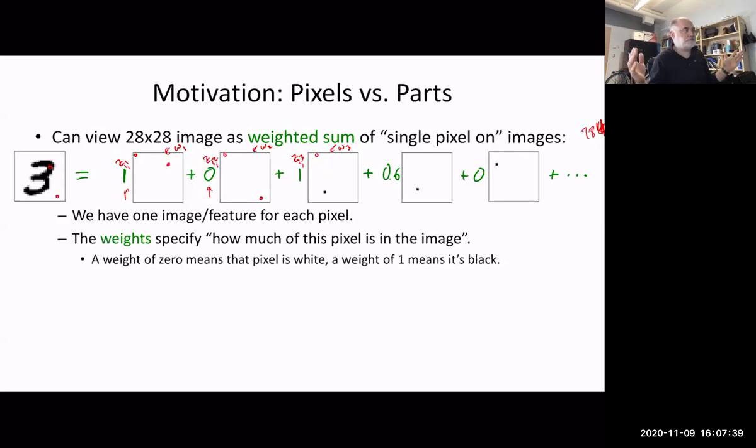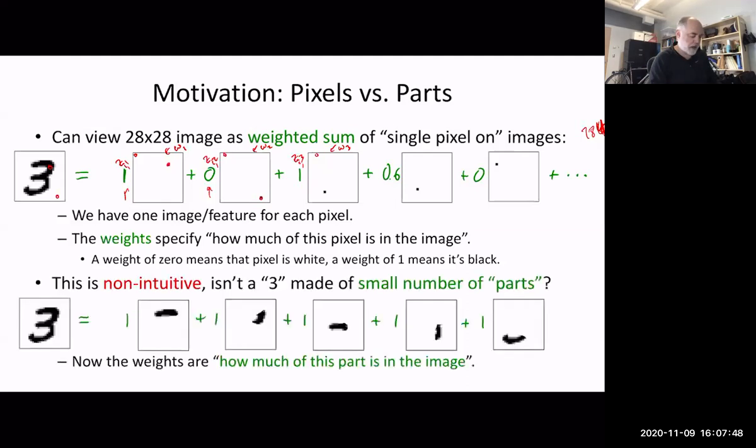Make sense? Basically the weights say how much this pixel is turned on in this image. A weight of 0 means it's turned off, so it's white. A weight of 1 means it's black. So I think you could argue that this is a relatively non-intuitive basis for what an image looks like.